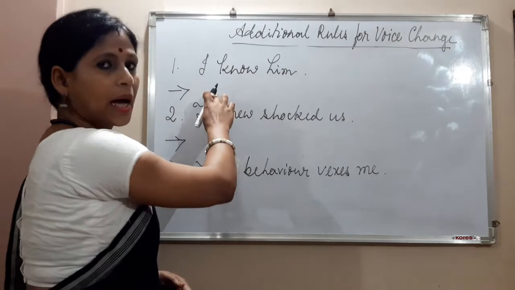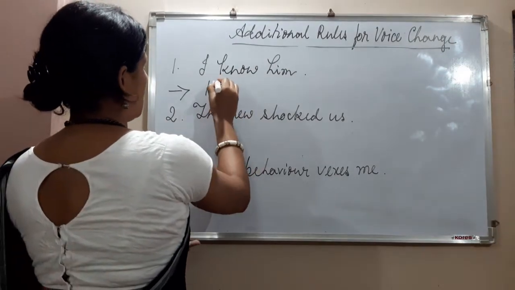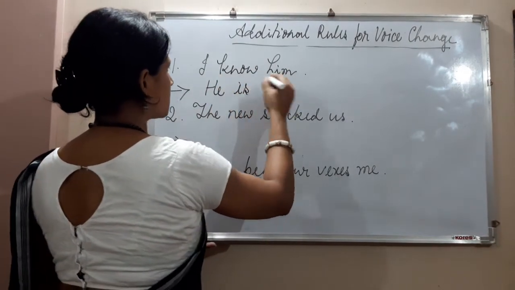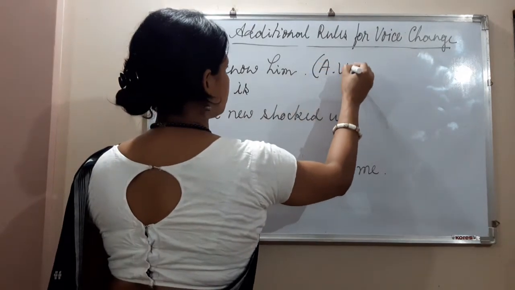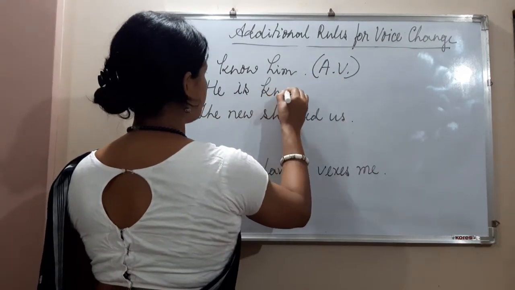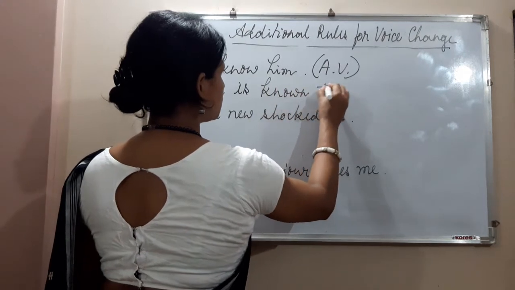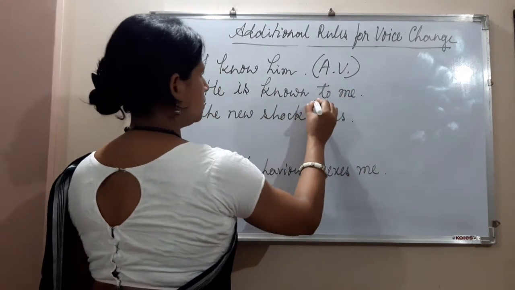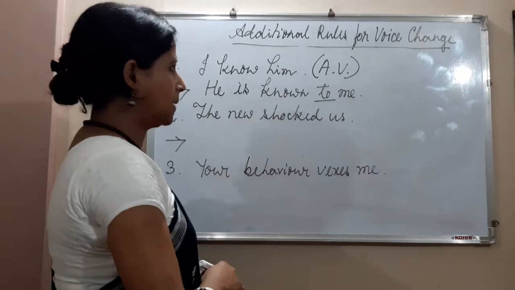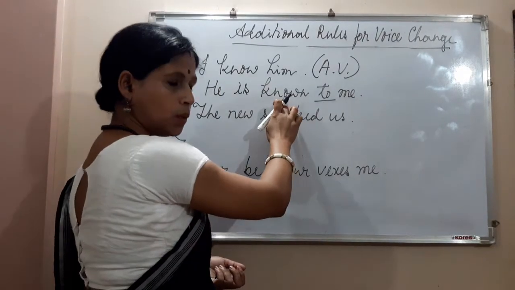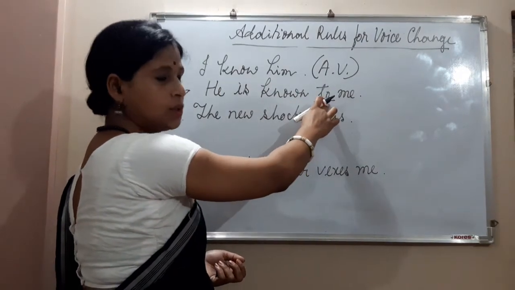Now we will learn that in some sentences the passive form uses not the preposition by but some other preposition. For example, these sentences. The first one, I know him. This is the active form. Passive: he is known to me. So we have not written the by preposition here because with known always the preposition to is used.